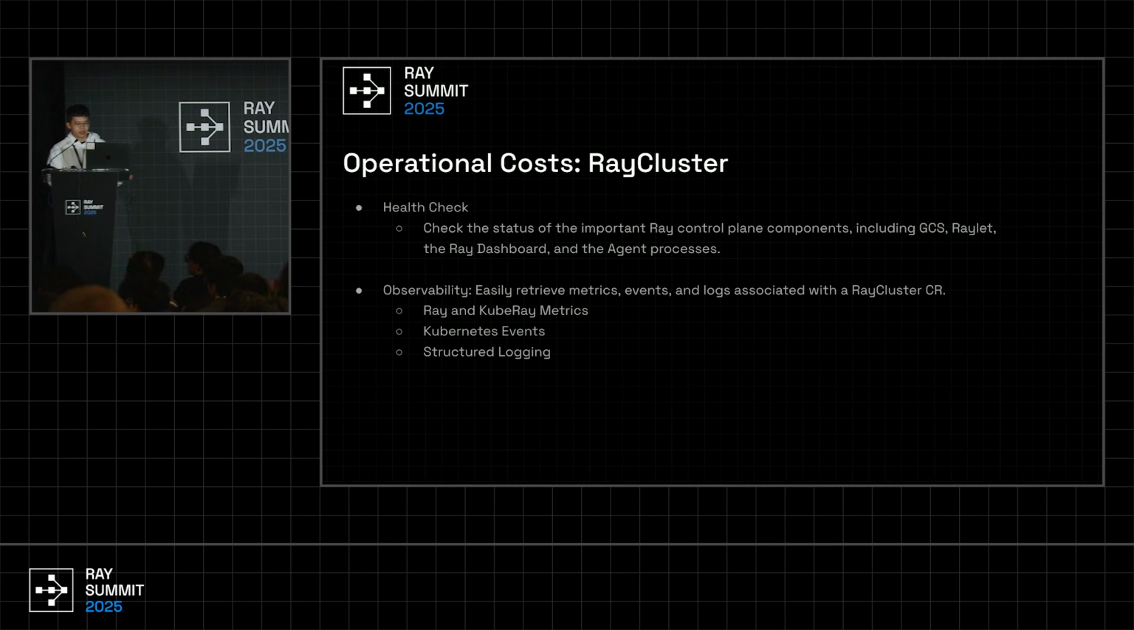And the second one is the observability. The observability is that for a single cluster, we should have an easy way to retrieve the metrics, Kubernetes events, and the logs associated with the Ray cluster custom resource. And for the KubeRay side, KubeRay provides the metrics so that we can easily filter out and retrieve the metrics with the tag of the Ray cluster's name.